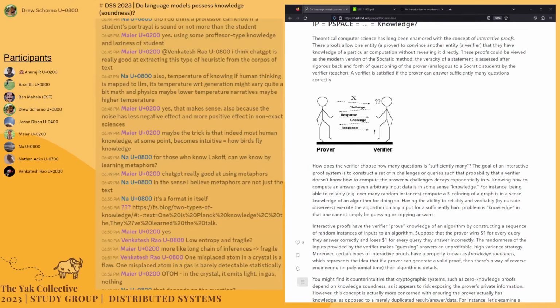Well, in the sense of the ZK proof, it makes a lot of sense to me, where you don't just have key-value pairs of inputs and outputs, but the ability to use information to do something, if that makes any sense. I would say an LLM has knowledge of X if, for some probability P, it can answer any arbitrary question about X correctly at least P or 1 minus P percent of the time.